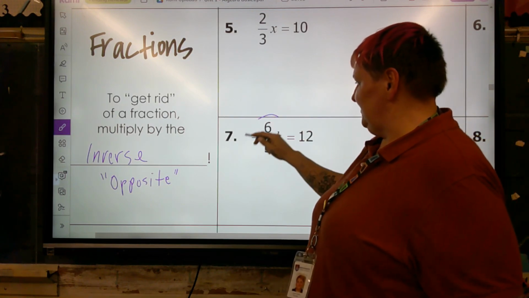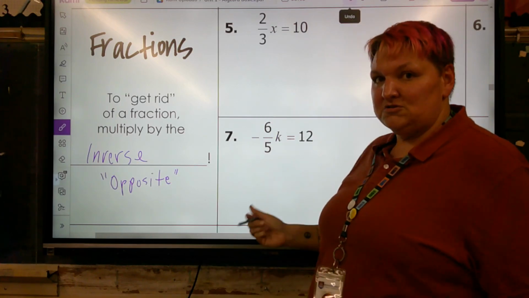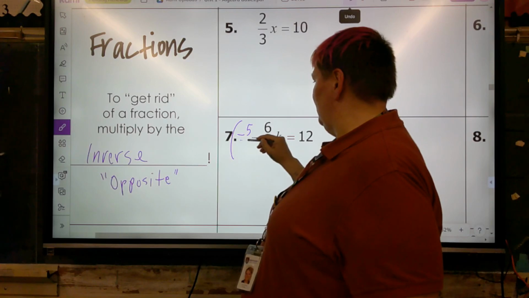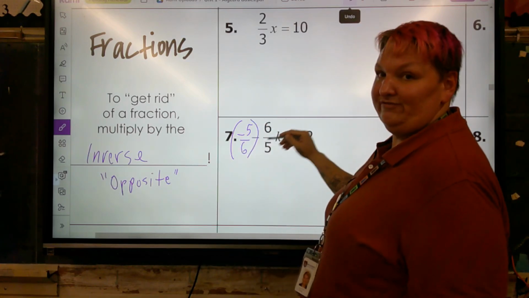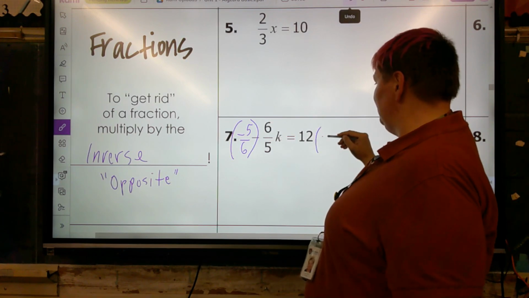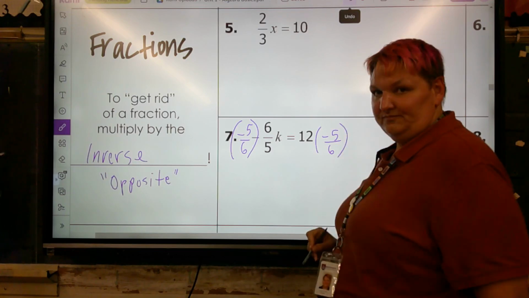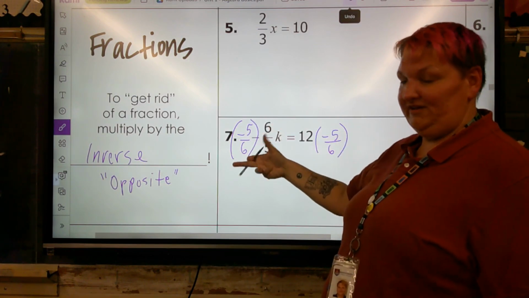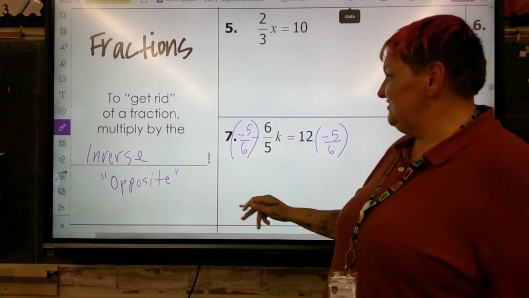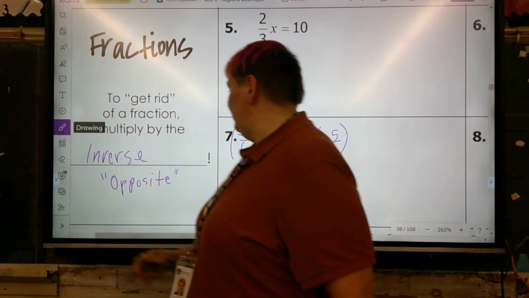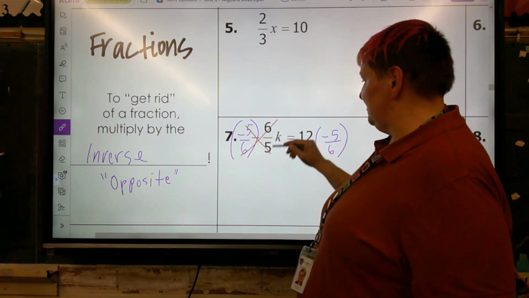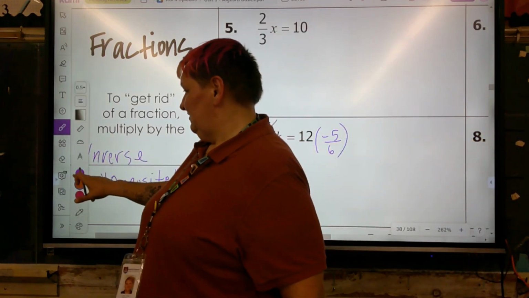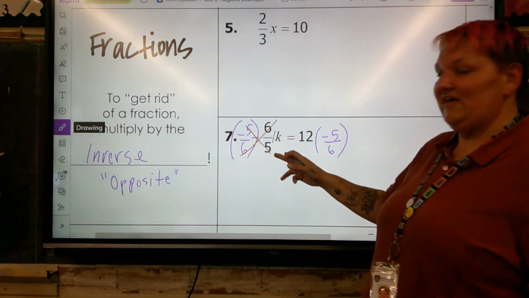We want to get rid of this, so you multiply it by its flip. Multiply by negative 5 over 6. I literally flipped it. But what you do to one side, you have to do to the other. We want to get rid of this negative 6 over 5, so I flipped it and multiplied. Because I did that, these cancel out and these cancel out, and you're left with 1. And 1 can be invisible. That's why we flipped and multiplied, to turn that into 1.